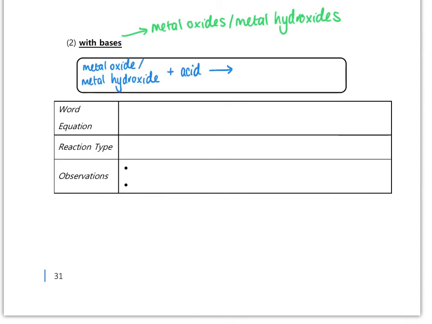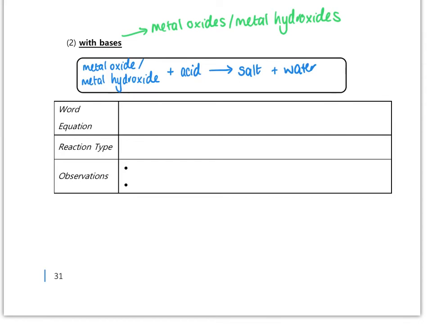So a metal oxide or a metal hydroxide reacts with acids in the same way, and they produce a salt, as all of these reactions do, but this time instead of hydrogen being our side product, water is our side product. So write your general equation in there to help you learn that.